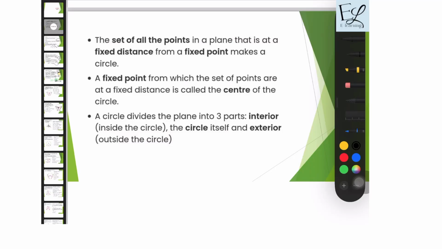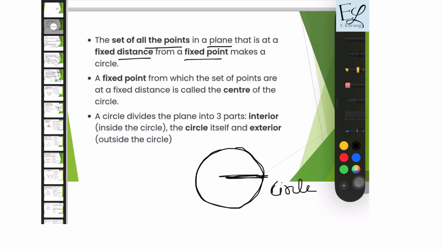Today we will discuss circles. First, we have to define circles. A circle is the set of all points in a plane that are a fixed distance from a fixed point. This is the fixed point. This is the fixed distance, and these are the set of points. So on a plane, the set of points from a fixed point at a fixed distance makes a circle, right?